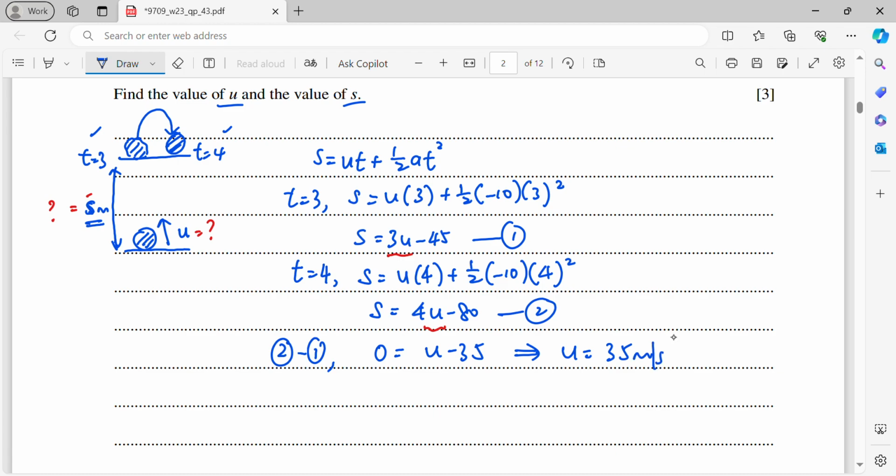Once you have found the u, to get the s, just substitute into the first or second equation. I will just substitute into the first equation. So my s will be 3 times 35, because my u is 35, then minus 45. At last, you will be getting 60. So your s is basically 60.